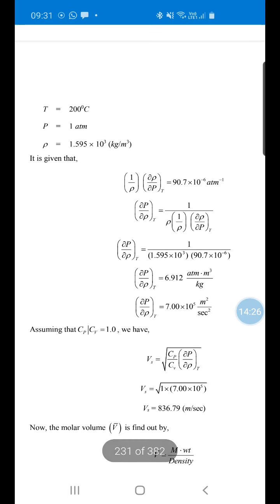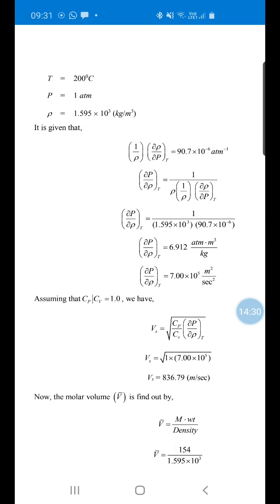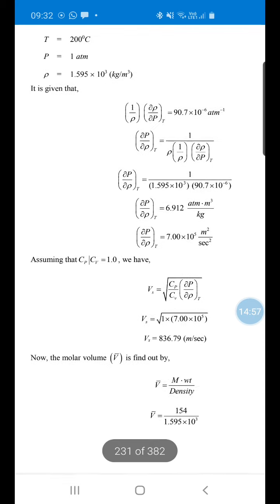So first of all, we'll calculate the value of isothermal compressibility. We'll find out dou P by dou rho. What is given is dou rho by dou P. So what can we write? We can write dou P by dou rho is equal to rho into 1 by rho into dou rho by dou P at constant temperature. If you solve this, you will get the value of dou P by dou rho, that is 6.912 atmosphere meter cube upon kg.